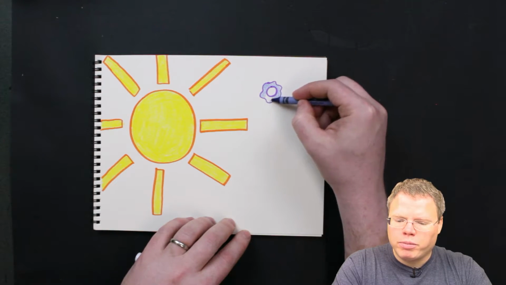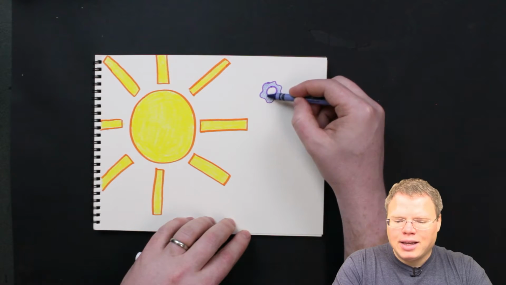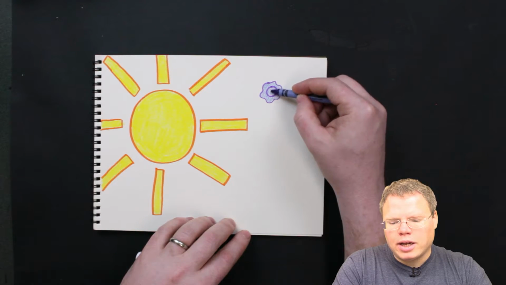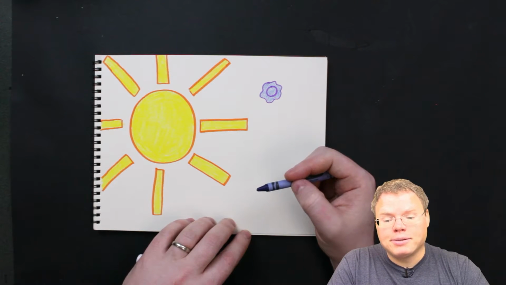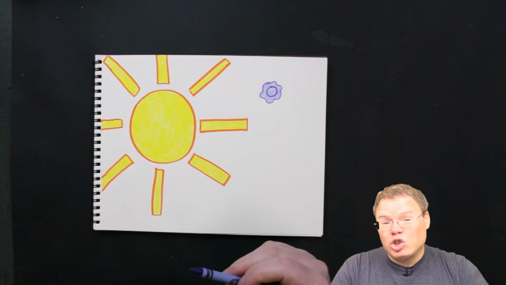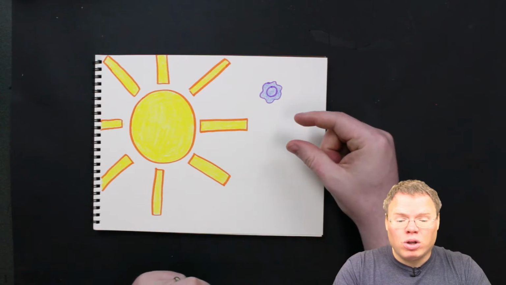If I push too hard with my blue, then it's going to be so dark that it covers up those purple lines, and I really want to be able to see those purple lines. That one's super quick because it's so small.